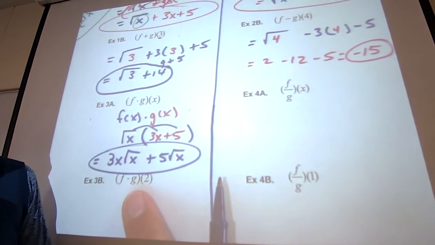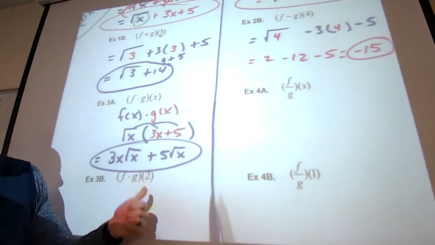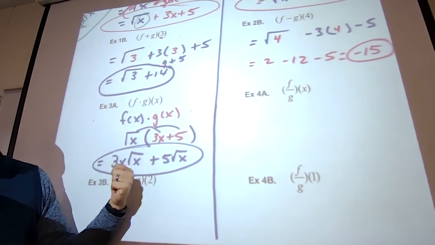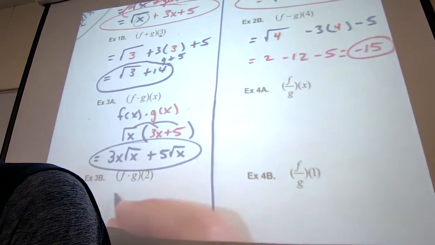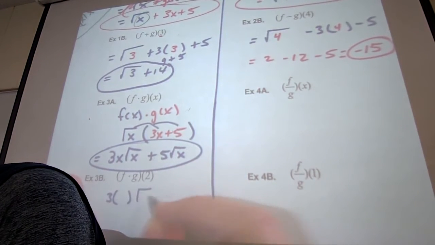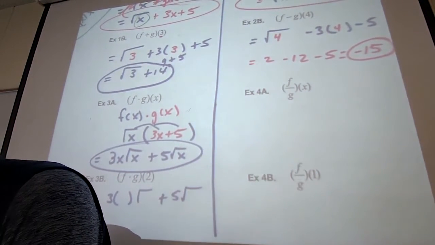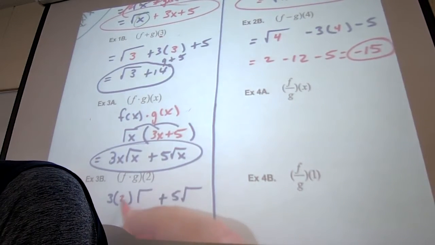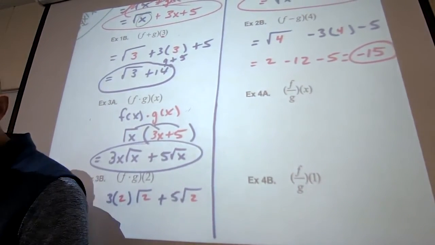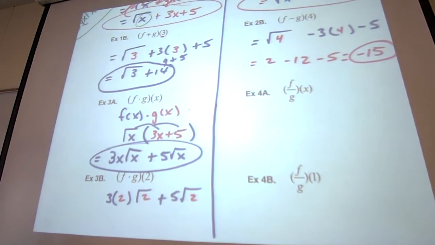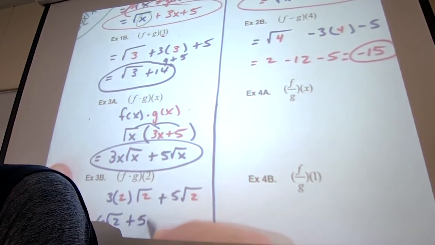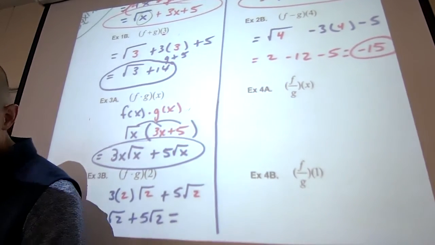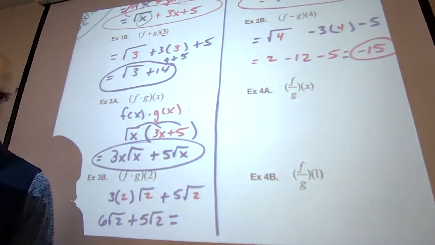Now, the next one is evaluate f times g of 2. Well, this is f times g of x. It's in terms of x. Now we want to take all those x's and replace them with 2's. So f times g of 2 looks like this, 3. And instead of x, I've got a 2 there, a 2 there, and a 2 there. So far, so good. We simplify. 3 times 2 is 6, root 2, plus 5 root 2. Well, how many root 2's do you guys got now? What's 6 root 2 plus 5 root 2?